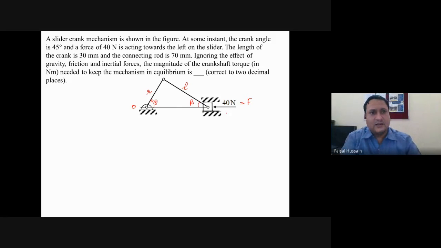Now the question says that a slider crank mechanism is shown in the figure. At some instant, the crank angle is 45 degree. So theta equals 45 degree. Force of 40 Newton is acting towards the left on the slider. Force is also given to you, 40 is given. The length of crank is 30 mm, so radius of crank is 30 mm and connecting rod is 70 mm.